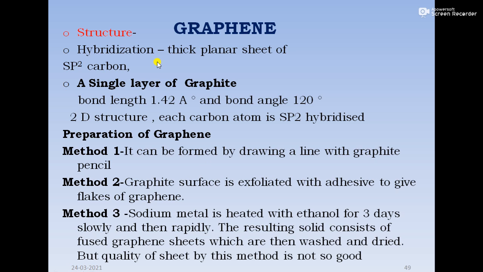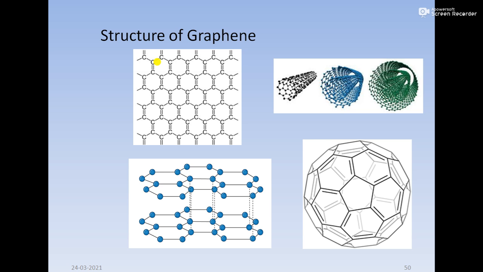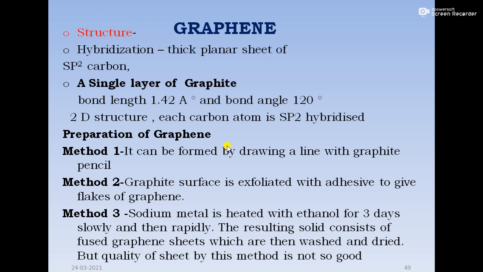It is a thin planar sheet which is sp2 hybridized. It is a single layer of graphite. The bond length is 1.42 angstrom and the bond angle is 120 degrees. It is a 2D structure, as you can see there are only two dimensions, this is the y-axis and this is the x-axis. All the carbon atoms are sp2 hybridized. So that is the structure.